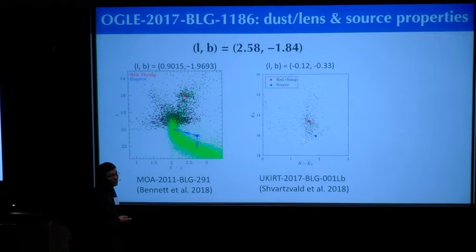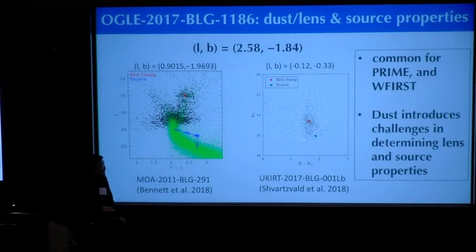Now, the second challenge in modeling this event is due to the low latitude of this event. So you can see the latitude is about minus 1.84 degrees. So it's very close to the galactic plane. So the dust extinction will be complicated along the line of sight. In fact, we have two other events as shown here, one studied by Dave Bennett and one studied by Yosei. And the one studied by Yosei is very close to the plane. It's minus 0.33 degrees. So this shows that for events very close to the plane, of course, the dust extinction along the line of sight can be more complicated.